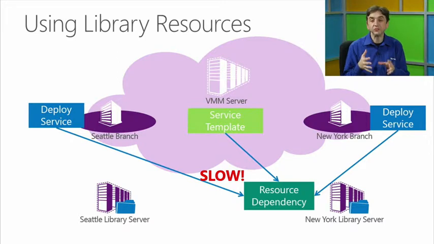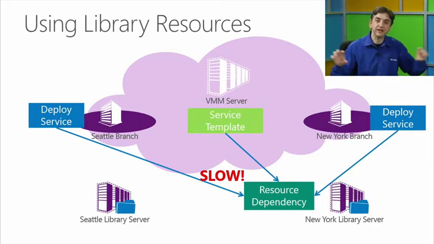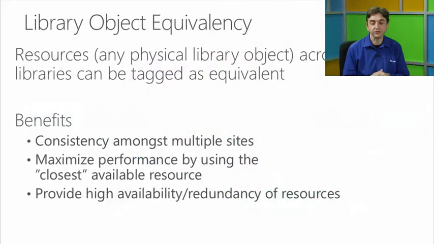So one of the things you want to do is set up a library equivalency and use the Seattle branch to access the Seattle library server, and just make sure that that library item and resource is copied across between both of those different library servers.